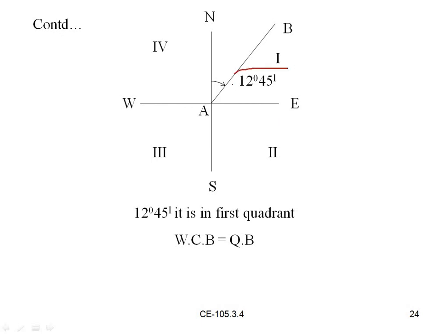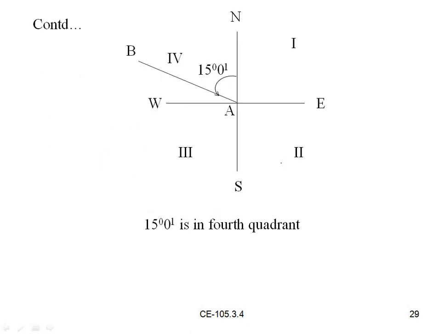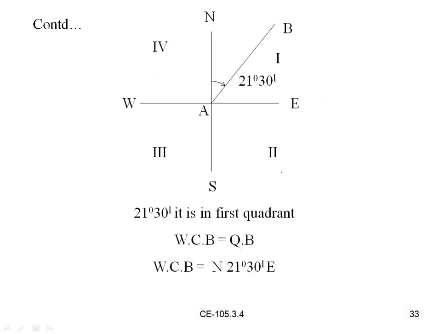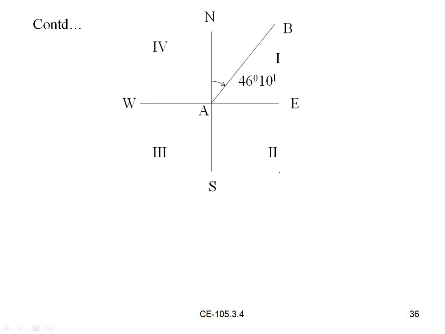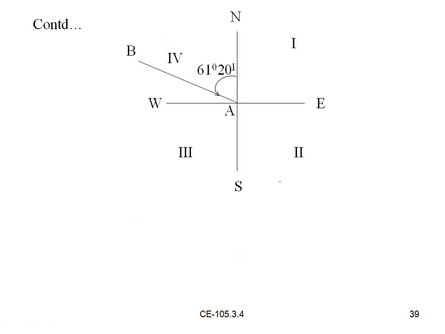Next one, 12 degrees 45 minutes. It is in the first quadrant, the line AB. So we will write north 12 degrees 45 minutes east. So we can see more examples like this for calculations. So all these will be useful in the examinations.